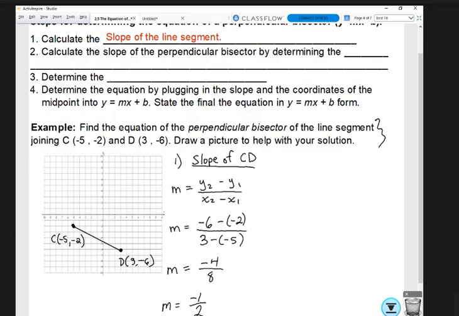Step number 2, it says calculate the slope of the perpendicular bisector, which is our line, by determining the negative reciprocal, the flip and change the sign, the flip and switch. The negative reciprocal slope of this thing. So, step number 2, we're going to write perpendicular slope.